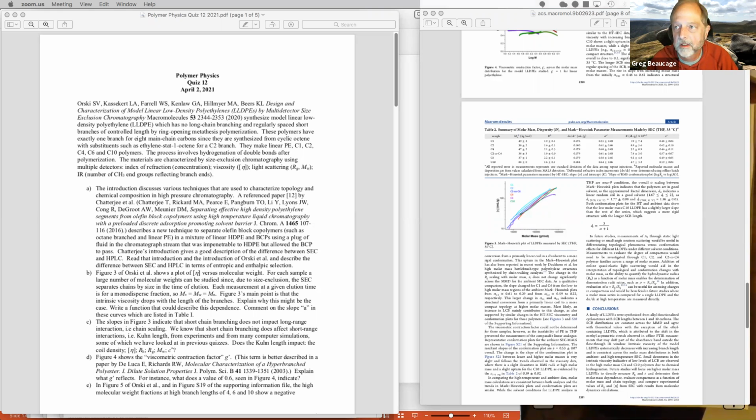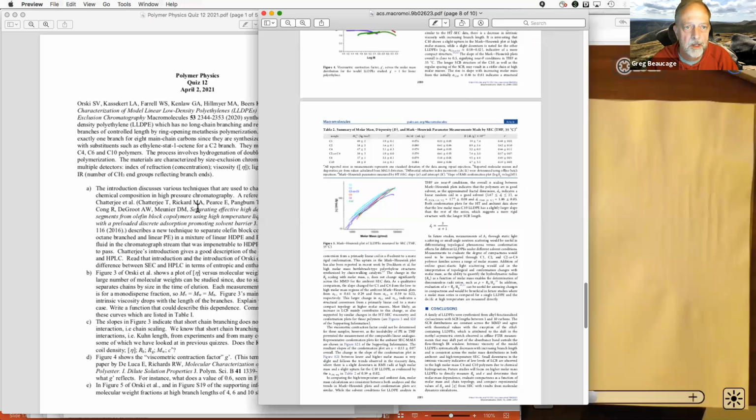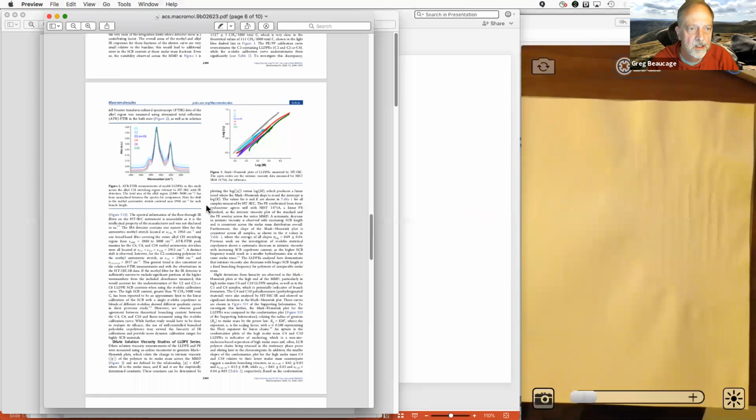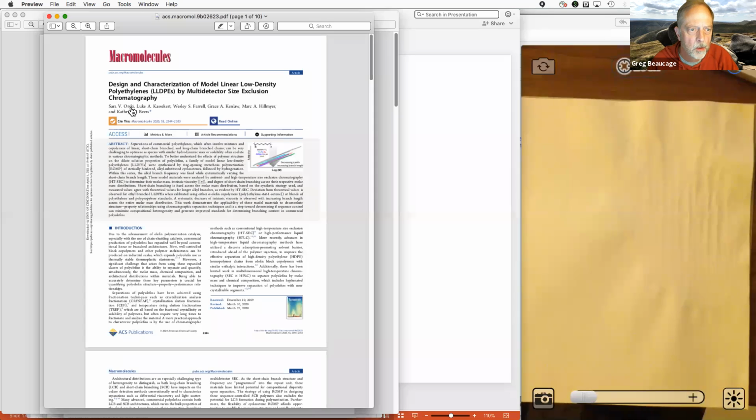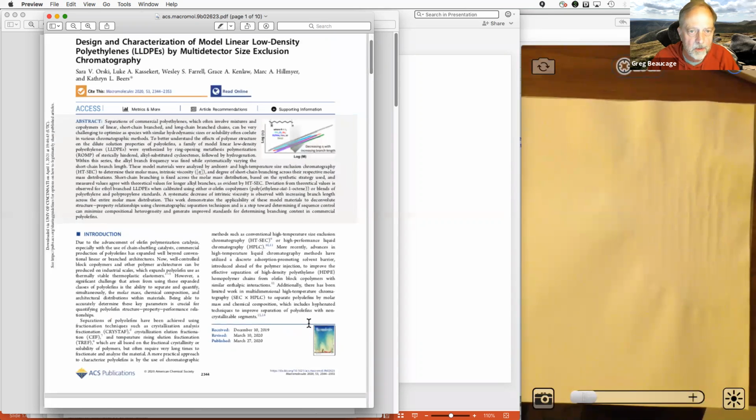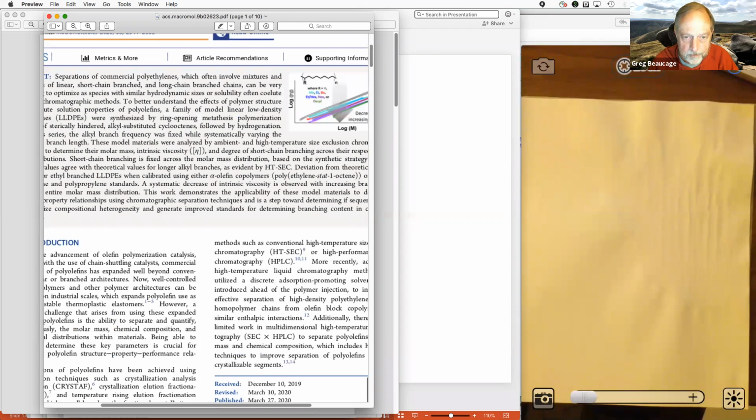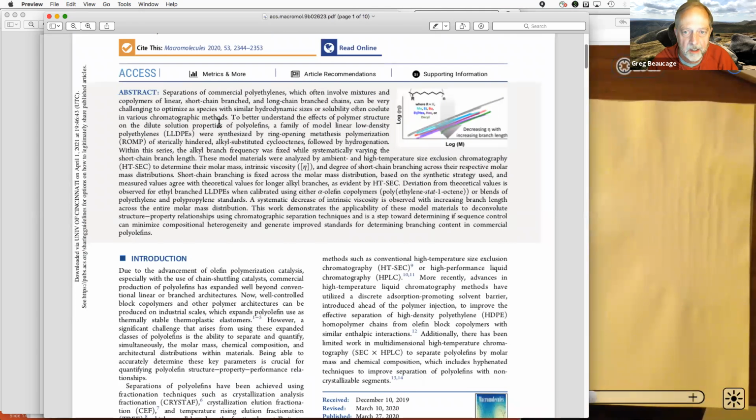The quiz was on this paper by Chatterjee, Orski, I guess, sorry. And then it's with a group from NIST, National Institute of Standards in Gaithersburg, Maryland. They're looking at quantification of branching, short chain branching in low density polyethylene.